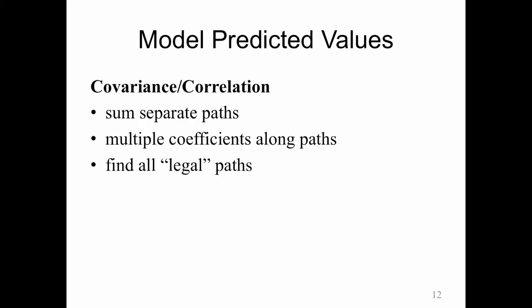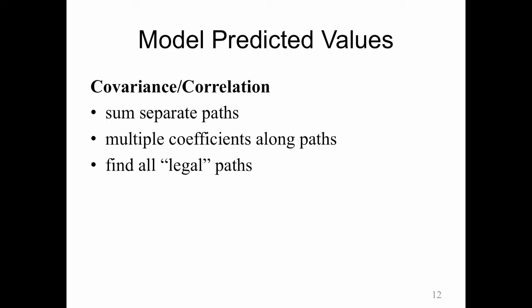So how do we get these model predicted values? This is usually the part that's not explored when path analysis is introduced. So the predicted values are, I have it listed as covariance correlation. Technically, if we've obtained standardized regression coefficients, then we're all looking at just correlations. And if it's unstandardized, then it would be covariances. The key is we find our values by summing the values we get from separate paths.